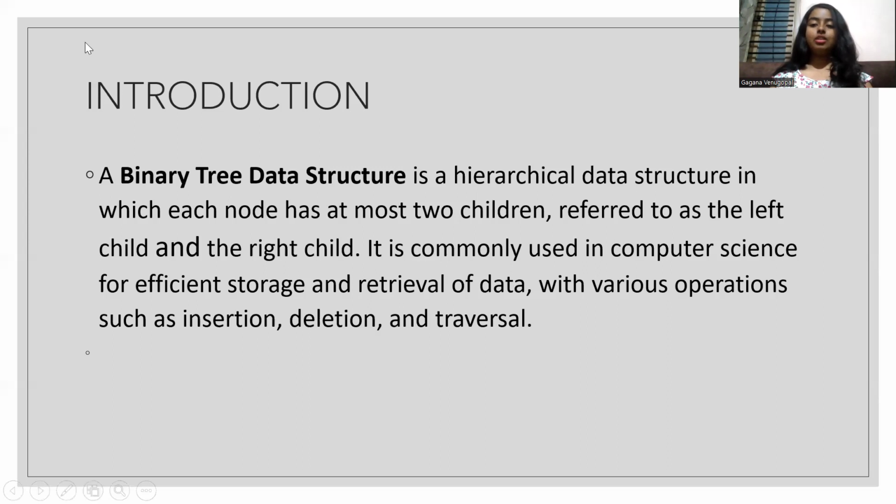Before we get into the topic, first let's understand what exactly a binary tree is. A binary tree data structure is a hierarchical data structure in which each node has at most two children, referred to as left child and right child. This is commonly used in computer science for efficient storage and retrieval of data, with various operations such as insertion, deletion, and traversal. So the binary tree can have at most two children. That means it can have fewer than two children, but not more than two children. That is what this is trying to specify.